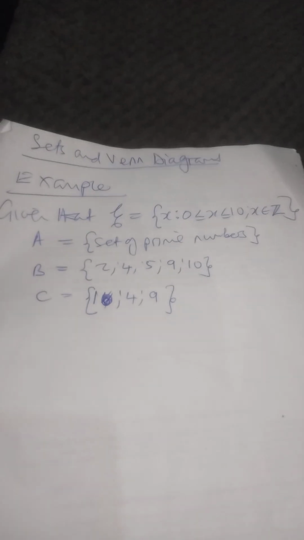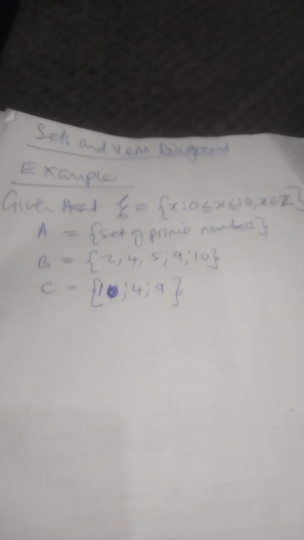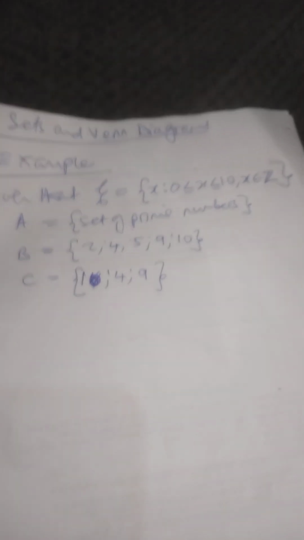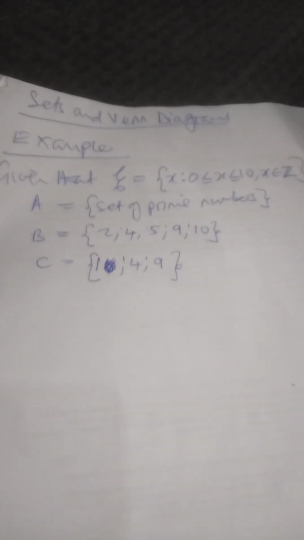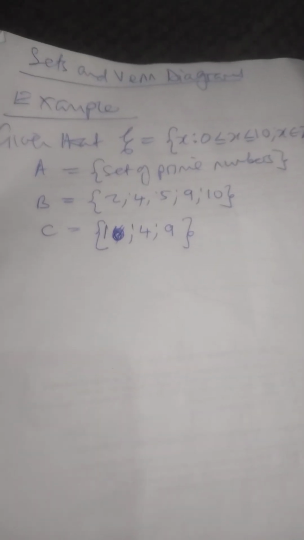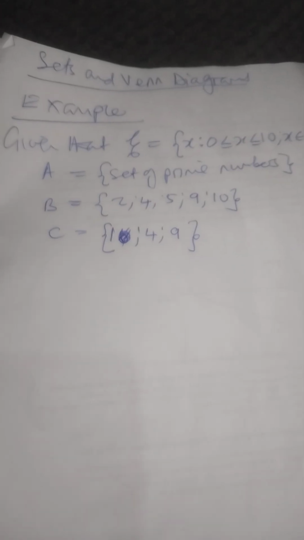We said a rectangle represents a universal set, where we said a universal set is the mother set from which other sets can be obtained or derived. Are we together?